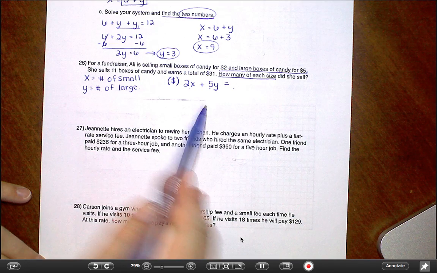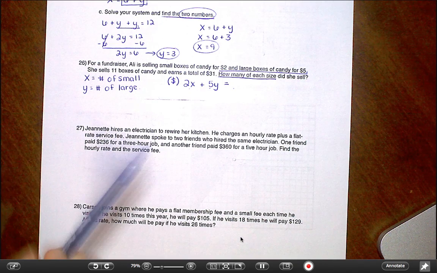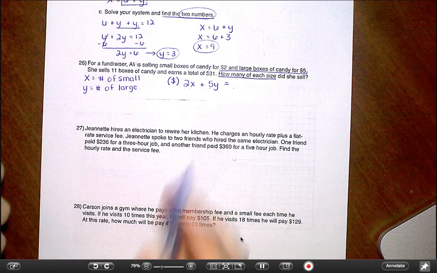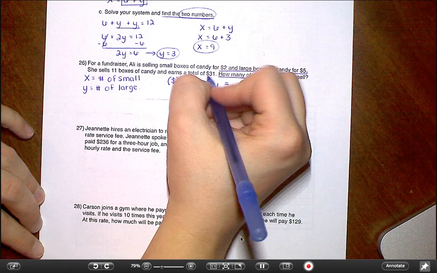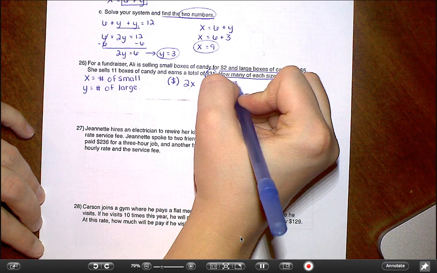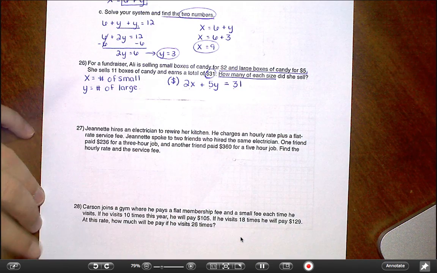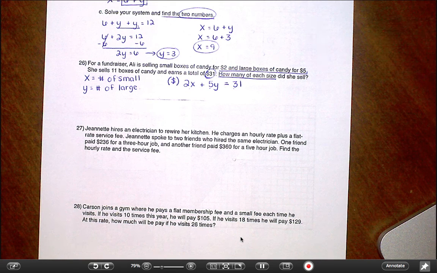Looking at the rest of this equation, because this one doesn't translate quite as cleanly as that one before, make sure that you're making money plus money equal money. So that would be the $31. We're going to use that 11 in just a minute, but that's my money equation.